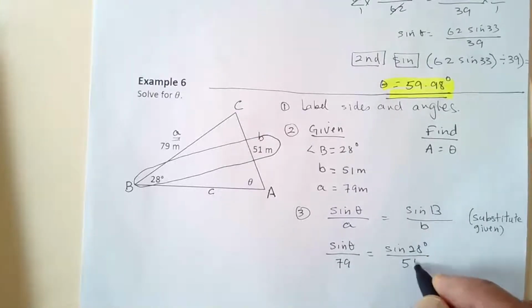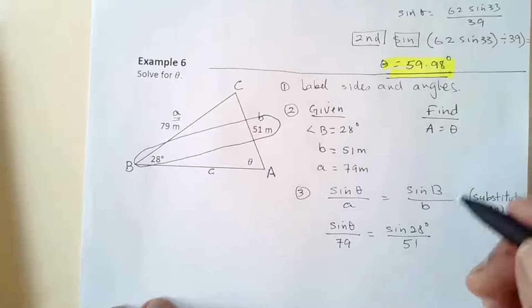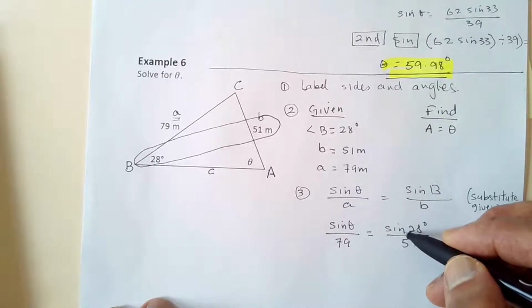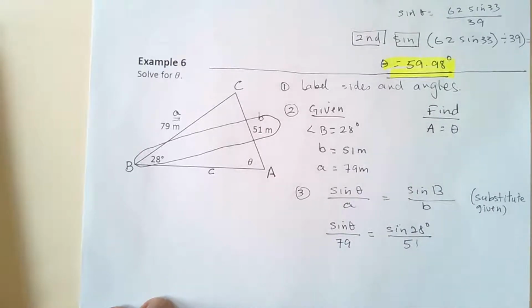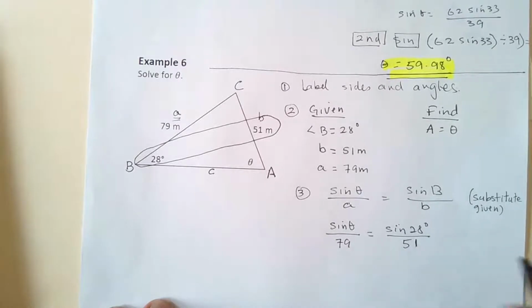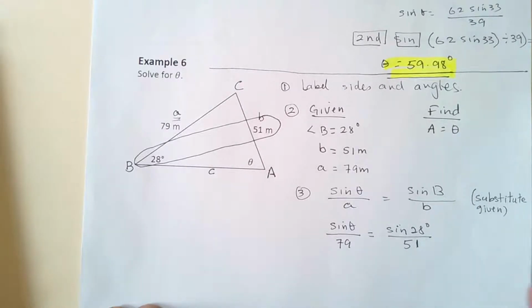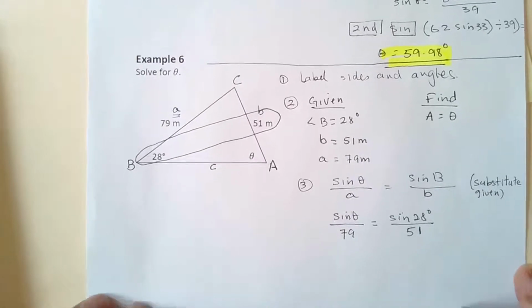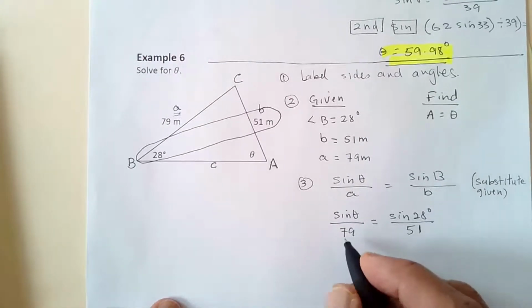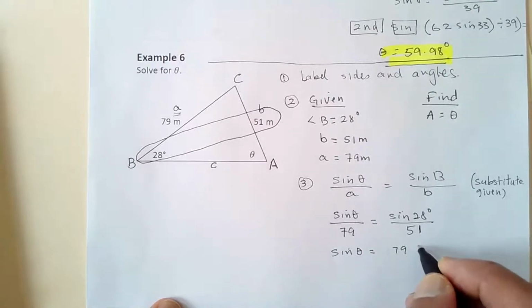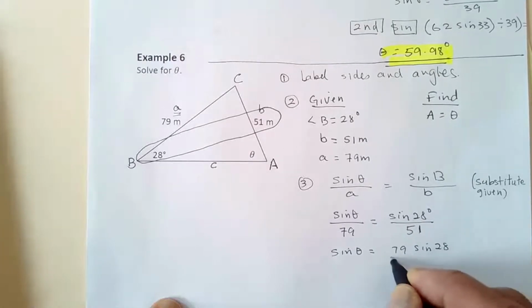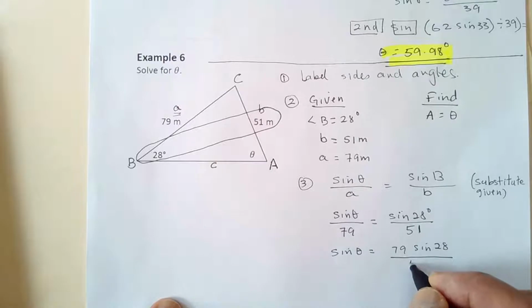over B, 51. Now, just a reminder, do not forget to record your sine word. Do not just write 28 degrees, record your sine. That will remind you that you need to input that into your calculator. Because it's easy to not include it and you'll have a totally different calculation, which might be incorrect. So now we have sine theta, give me 79 sine 28 over 51.